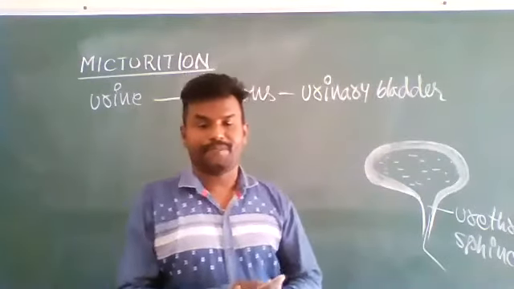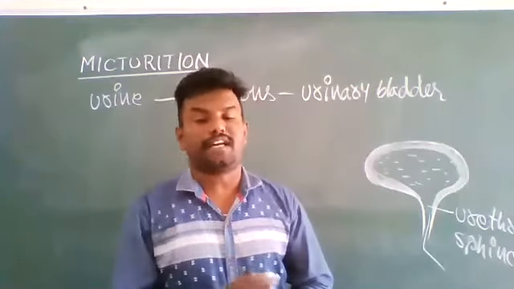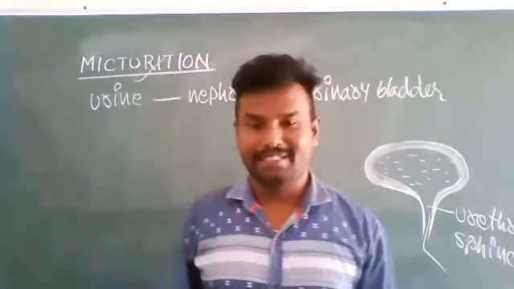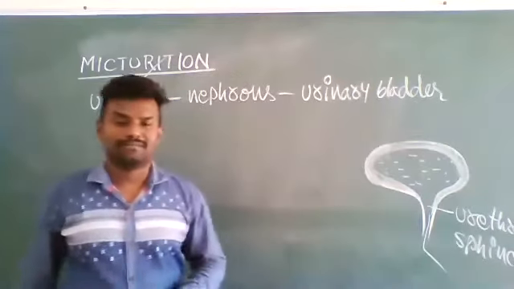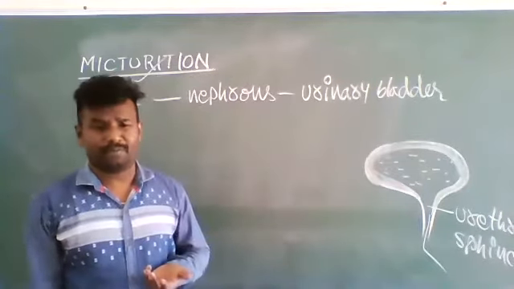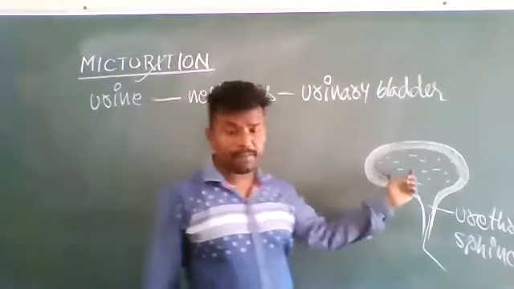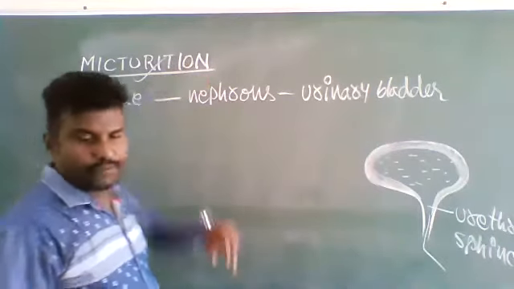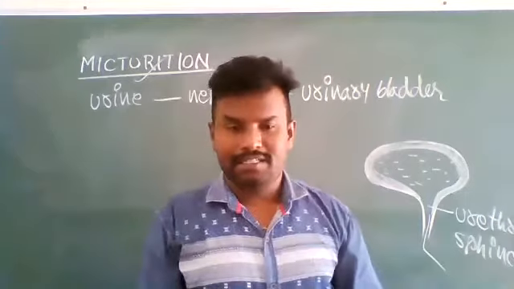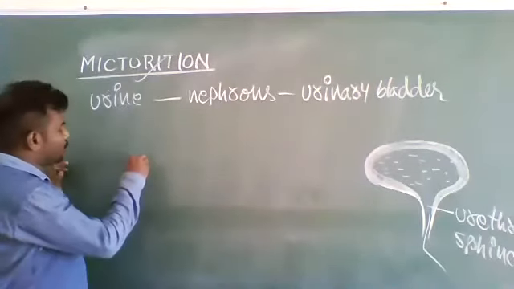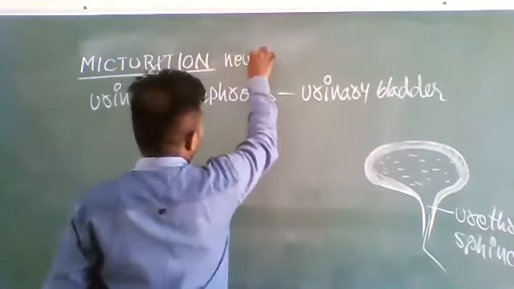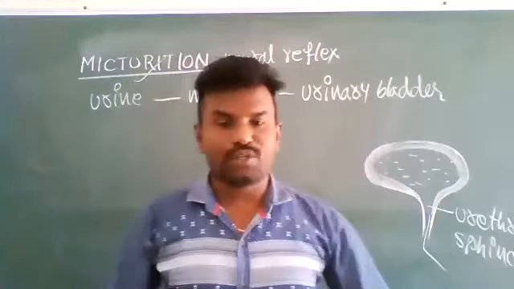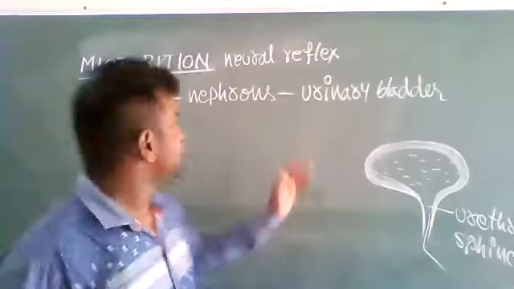The process of elimination of urine from the urinary bladder to the outside is called micturition. In this process, a neural mechanism is involved. That is called the micturition neural reflex. That is the explanation about micturition.